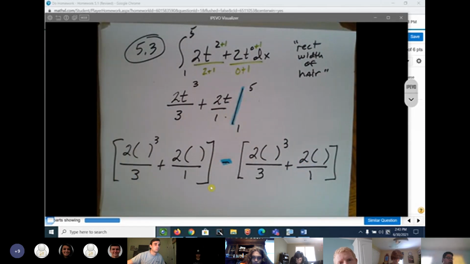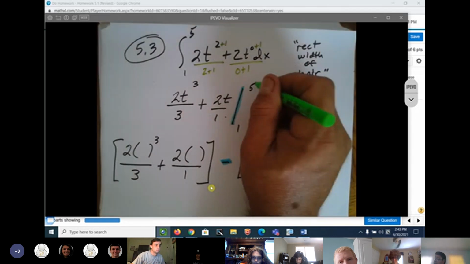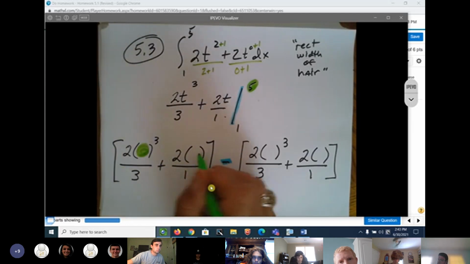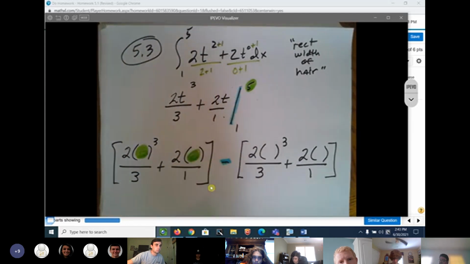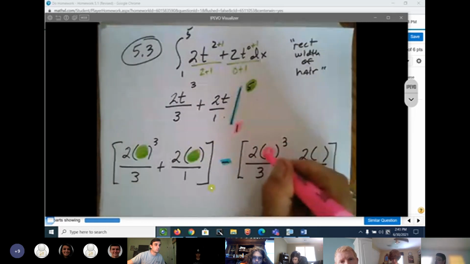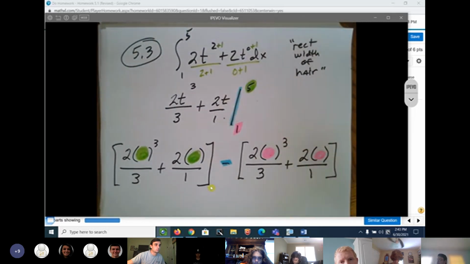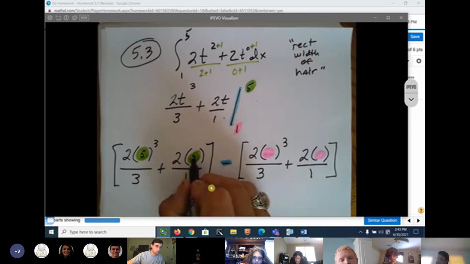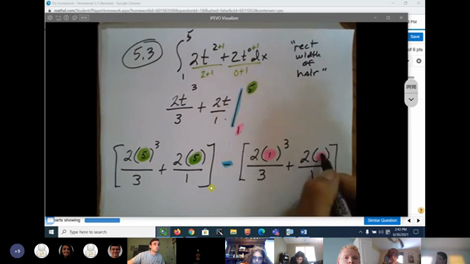And the highlighted green means this is the bigger number. So it goes right here. And this is what you're subtracting. So it goes right here. So 5, 5, 1, 1.